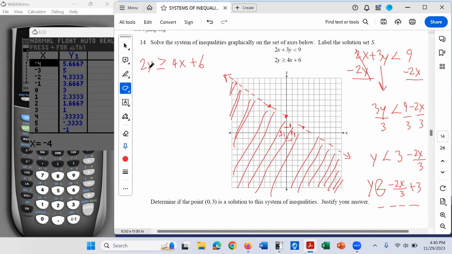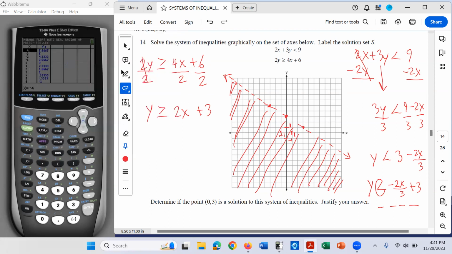If I look at y, the only thing on the same side as y is the 2. So I need to get rid of this 2, but this 2 is multiplied by y. So I do the inverse of that, which is division. So I'm dividing by 2 here, dividing by 2 here, and dividing by 2 there. That's going to cancel to give me a 1. I'm left with y greater than or equal to 4x divided by 2, which is 2x, plus 6 divided by 2, which is plus 3. Let's get ready to graph that.